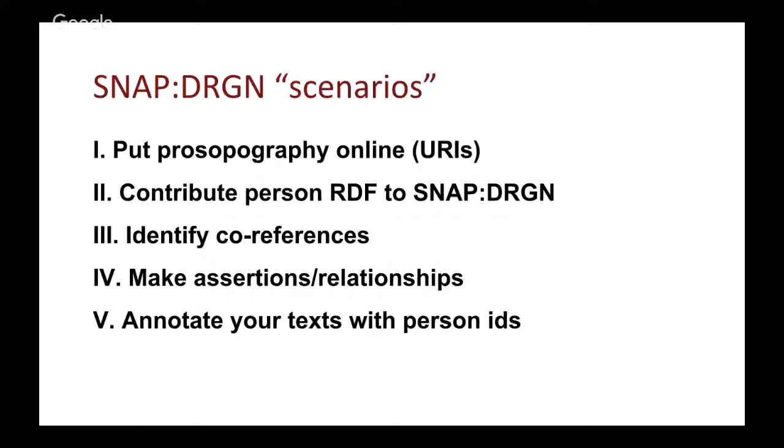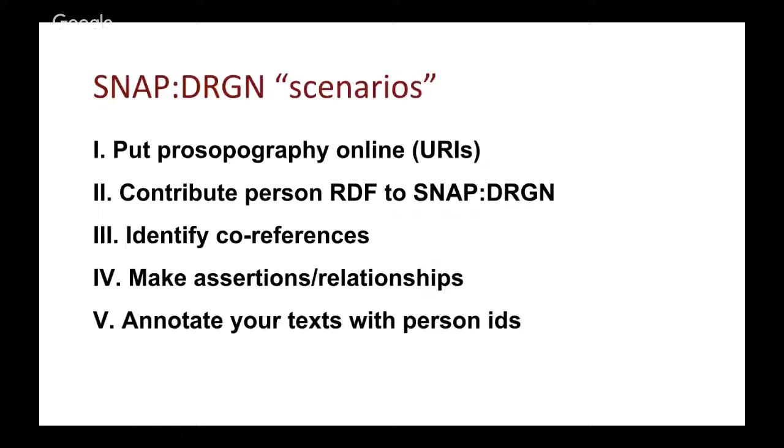The problems that Snapdragon was attempting to solve by creating this linked data set were summarized in these 5 goals, as we saw it. These are 5 things which we wanted to enable people to do, or rather which people would need to do in order for person data, prosopographical data, to be available online and integrated. And the first was simply to put person data online and make sure that each individual person had stable URIs.